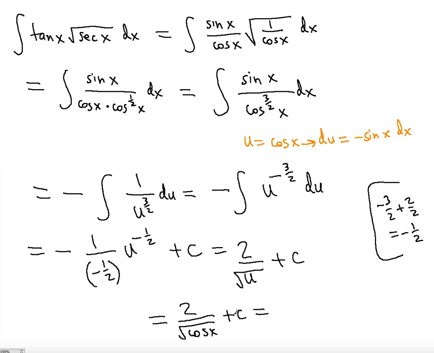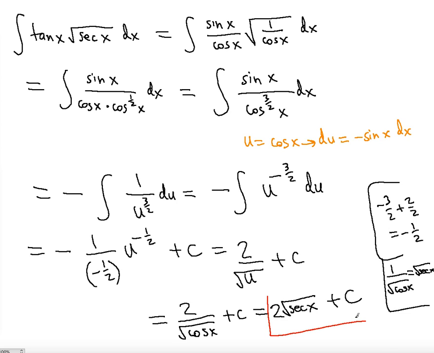But you know what? I don't like this fraction. You know that 1 over the square root of cosine is the square root of secant. And I'd like to keep the square root of secant because we had a square root of secant in the beginning, in the original integrand. So let's express it that way: 2 square root secant x plus a constant. So this is going to be your correct antiderivative.